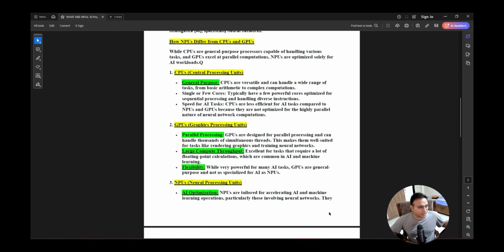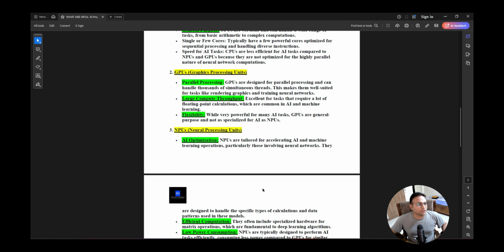It has large compute throughput, excellent for tasks that require a lot of floating point calculation, which are common in AI and machine learning. We can utilize that. Talking about flexibility, while very powerful for many AI tasks, GPUs are general purpose, not specialized for AI like an NPU. Even on my system I'm using the GPU only. But it is not especially created for AI tasks only. You can do that, but the efficiency you're looking for, you're not getting with the GPU. That was the reason the NPU comes into the picture.